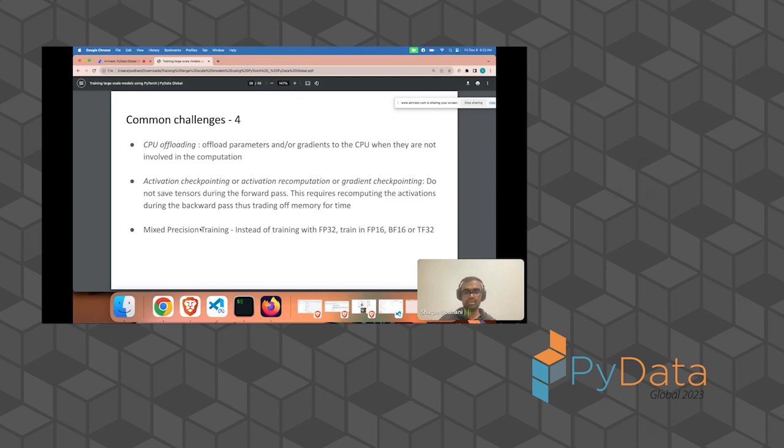The third way people can handle this is by doing mixed precision training. So instead of using FP32, which is a 4-byte precision format, you can use FP16, which is a 2-byte precision format, or BF16, another 2-byte precision format, or TF32, which is a 19-bit format. And so that gives you roughly 50% memory saving right away. So mixed precision training is also supported in PyTorch.